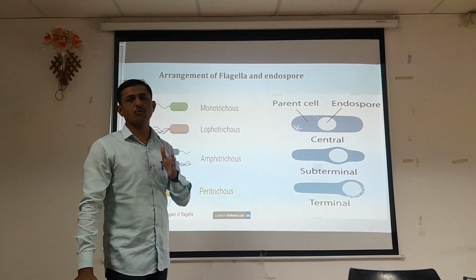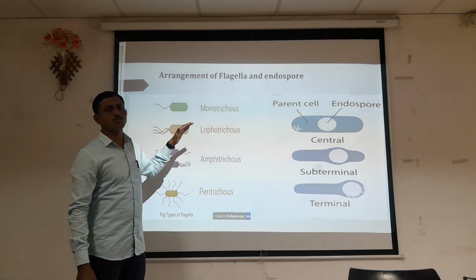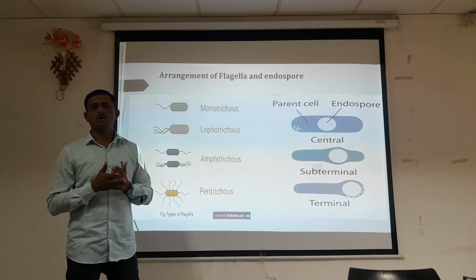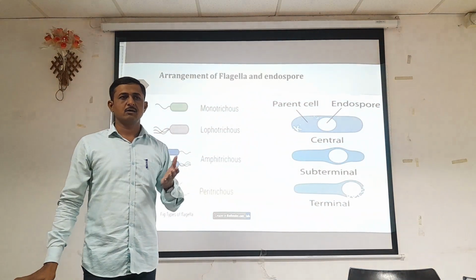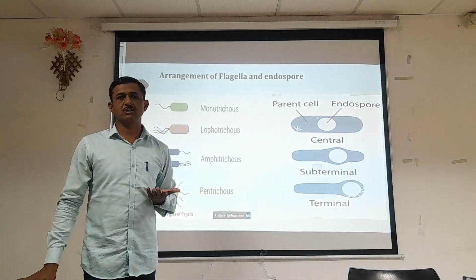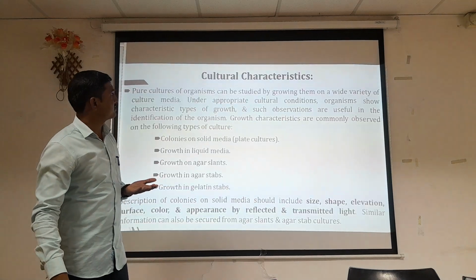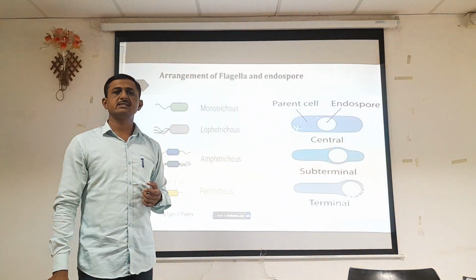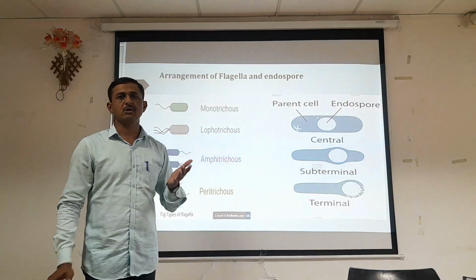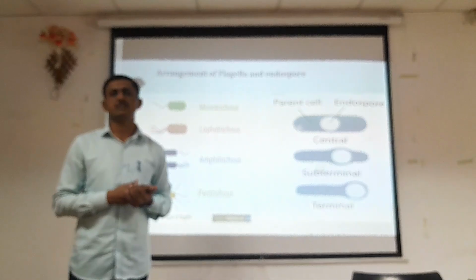So these are the morphological characteristics we can use for morphological classification or identification of bacteria with respect to their morphological structure. In the next lecture, we will discuss the cultural characteristics, or how they grow on different media with respect to their growth characteristics.